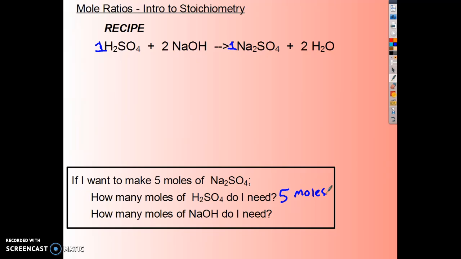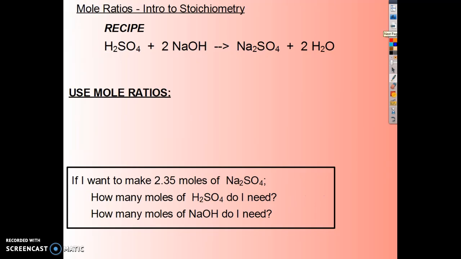Now the next question is, if I need 5 moles of sodium sulfate, how many moles of sodium hydroxide would I need? Well, for every 1 sodium sulfate, there need to be 2 sodium hydroxide. So we would need 10 moles of sodium hydroxide to be able to make 5 moles of sodium sulfate. Okay, so if we write these out as mole ratios to see how this calculation works, this will actually make our life a little simpler.